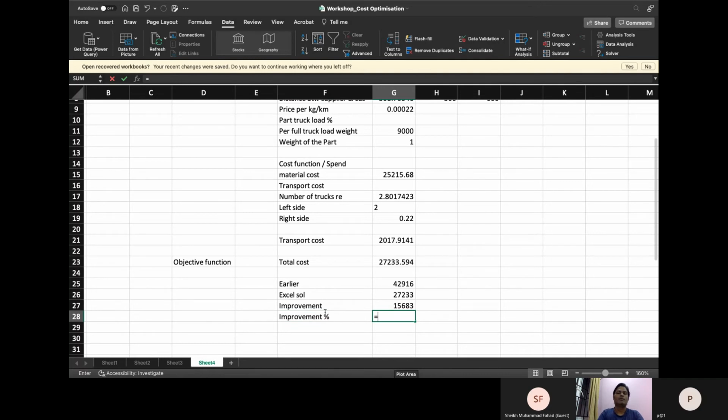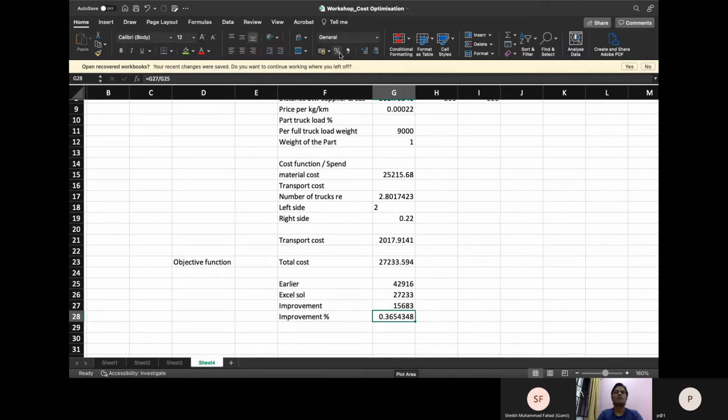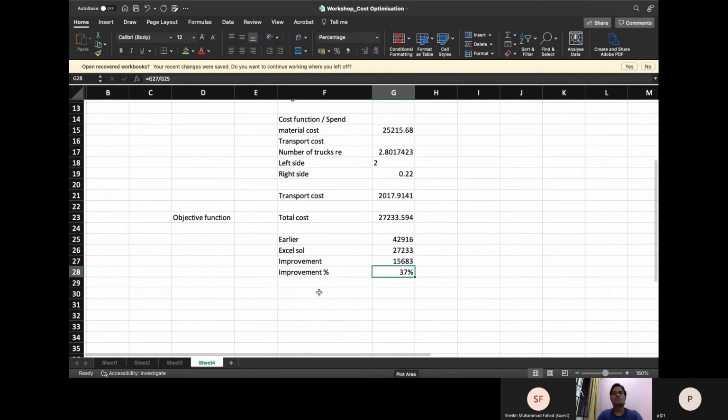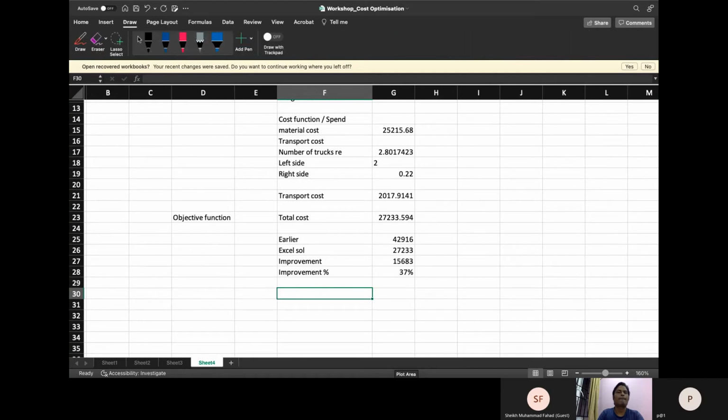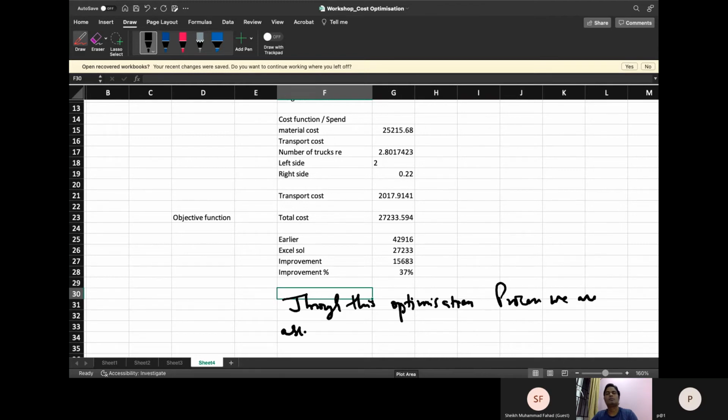Which is equal to 15,623 divided by the original value. So almost 37% improvement we have got through the optimization. Means we are saving 37% cost through this optimization process. Through this optimization process, we are able to save 37% cost.